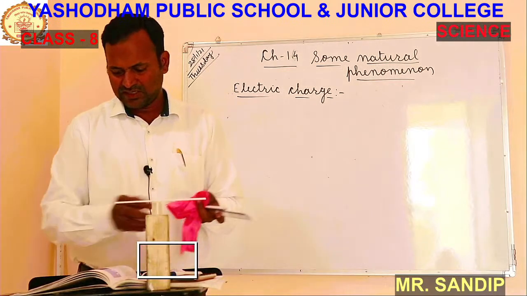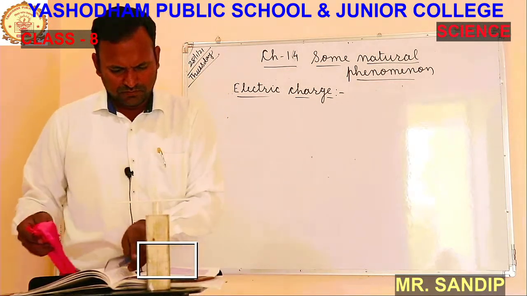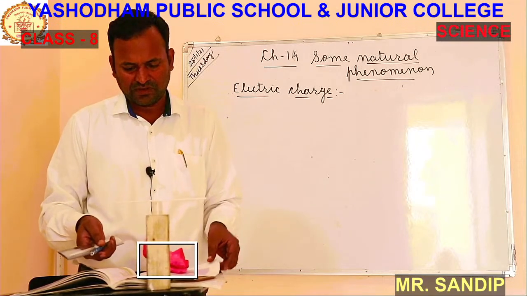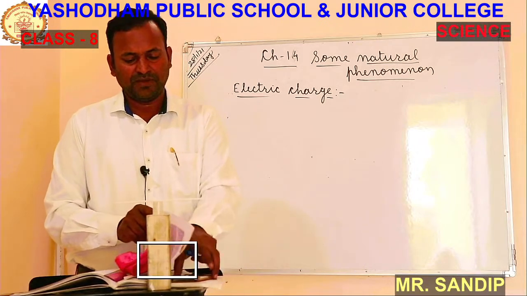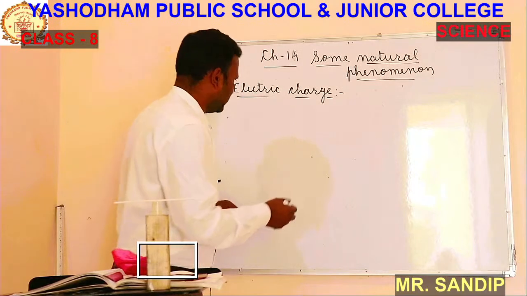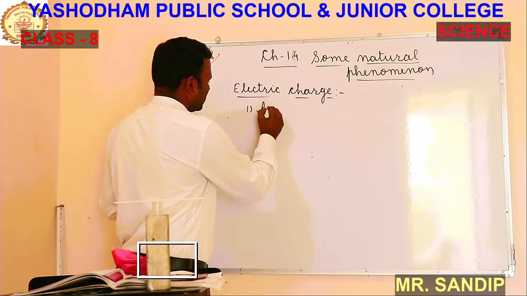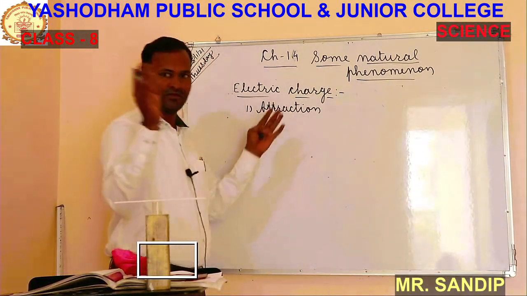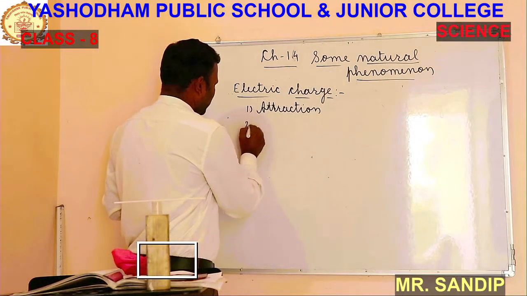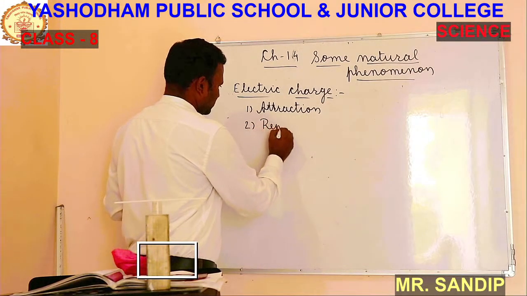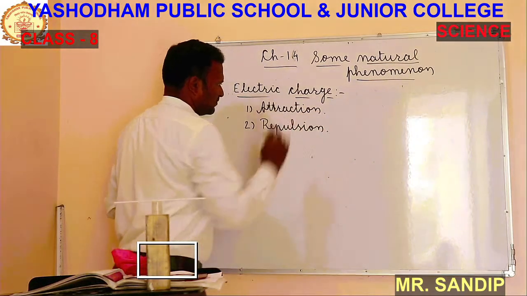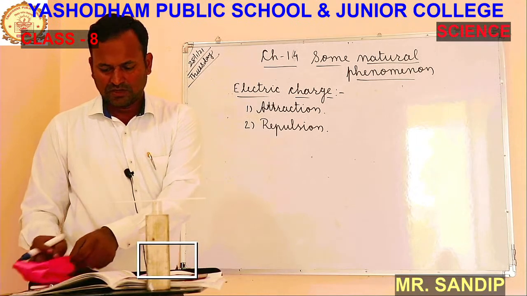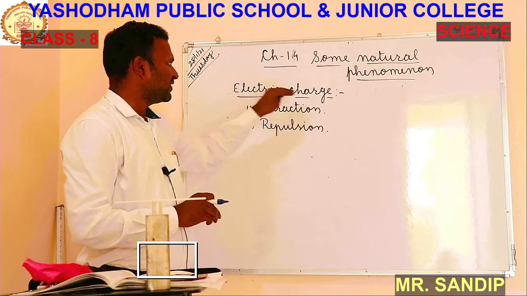So with this we can easily conclude that we can make things electrically charged, and there are two types of observations we are making. One is attraction, which means things coming closer, and the second is repulsion. Due to these electric charges we observe attraction or repulsion, and only then we say there is a presence of electric charges.